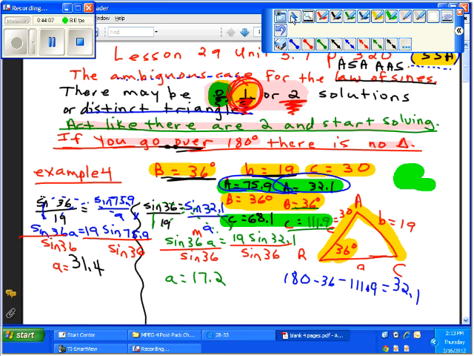And so we looked at a scenario now where we had two possible triangles, and we found the solutions for each. Any questions on the ambiguous case for the law of sines? All right, we're going to call this part 1. We'll do the worksheet problems for part 2 of the law of sines ambiguous case.